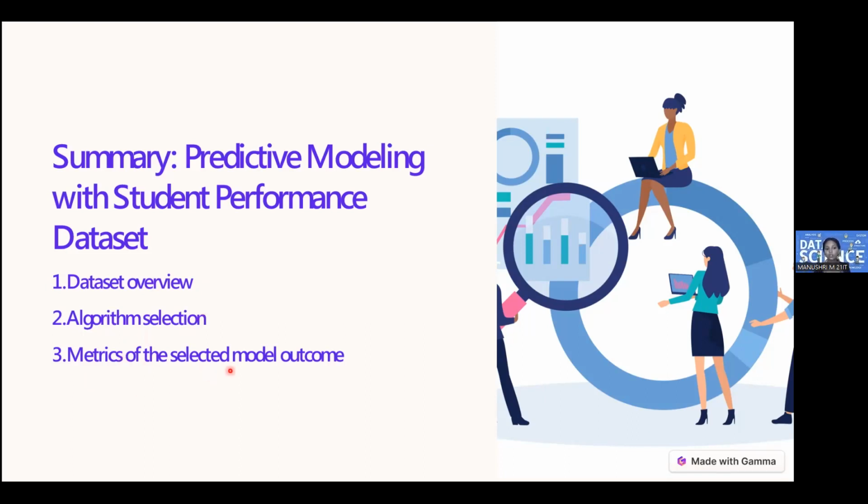And the metrics of the selected model outcome, that is the R score, Pearson, and the EVS, are the three main metrics which I'm looking at for the best values in order to prove that my model is very much predictive. And I've also demonstrated how I developed and deployed my predictive model.